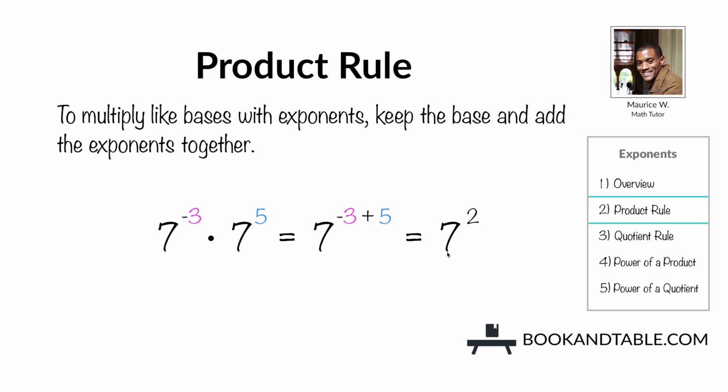If we had 7 to a power of negative 3 times 7 to a power of 5, even though this exponent is negative, since we're multiplying like bases, we still want to add the exponents. So negative 3 plus 5 would give us positive 2.